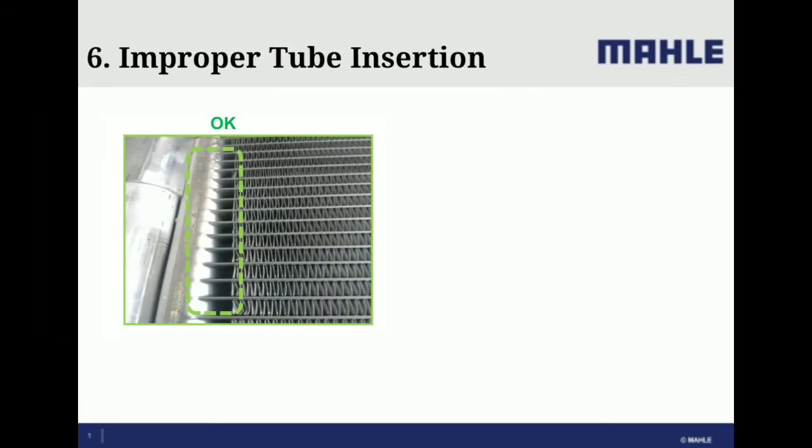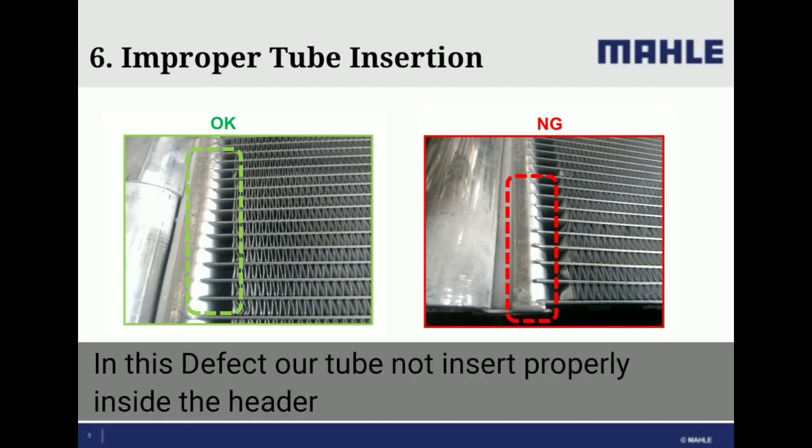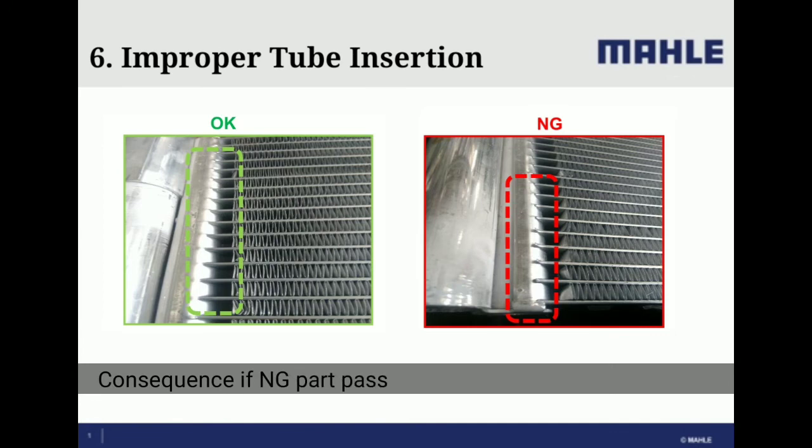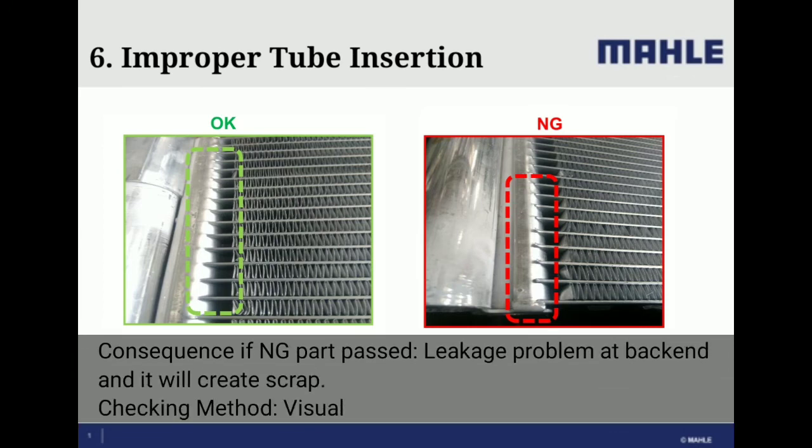Next is improper tube insertion. In this defect, our tube has not been inserted properly inside the header. Consequences: if the NG part passes, there will be a leakage problem at the back end and it will create scrap. The checking method is visual.